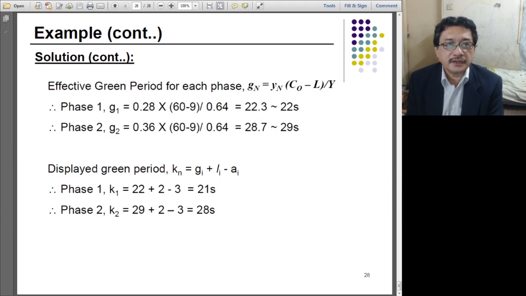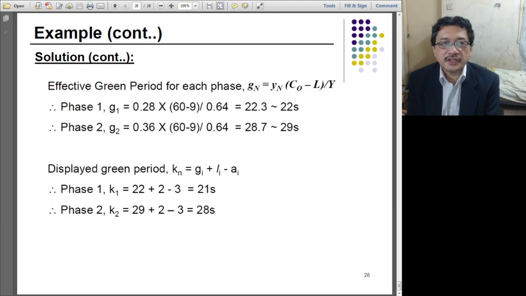Next, we calculate the effective green period for each phase, which is given by the formula small g equals small y multiplied by, in brackets, the cycle time minus the loss time, divided by the big Y. So for phase 1, the effective green period g is 0.28 multiplied by 60 minus 9, divided by 0.64, which is 22.3 seconds, which we round to 22 seconds. For phase 2, we proceed with a similar calculation and we obtain 29 seconds.